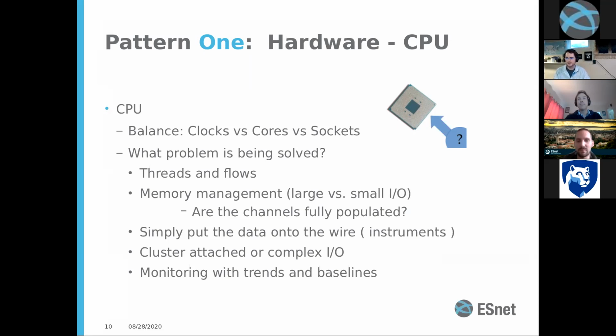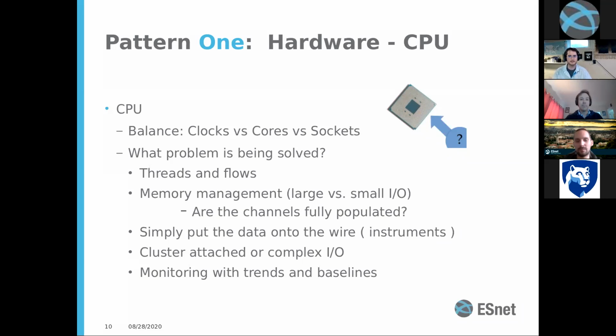Memory management, large versus small IO. That's another one where CPU and selection of CPU comes in. So one of the things that I'll ask out of the gates is, are your memory channels fully populated? Do you know how many memory controllers your selected processor has? This is a place where you're leaving performance on the table and it's an easy one to pick up, if not. Example being, in a former life, I had asked vendors for the standard, I would like 128 gigs of RAM.